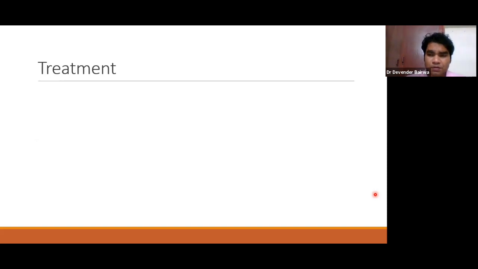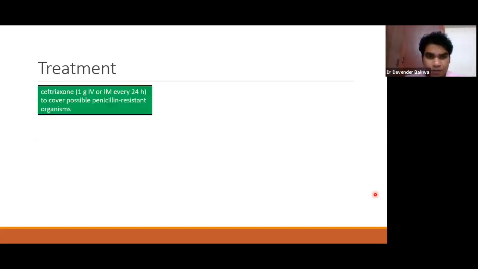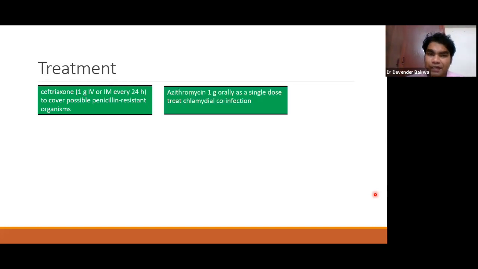So remember, gonococcal arthritis is happening mostly because of sexual practices. So you have to treat the patient for gonococcal arthritis, and that is done by providing ceftriaxone 1 gram IV or IM every 24 hours to cover possible penicillin-resistant organisms. In most cases of gonococcal arthritis, a co-infection by chlamydia cannot be ruled out. So that is why we also cover for chlamydial infection. We provide erythromycin 1 gram oral stat as a single dose to treat chlamydial infection.